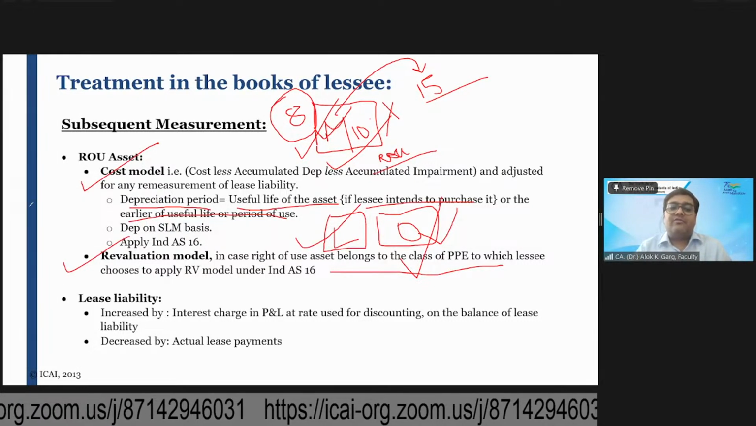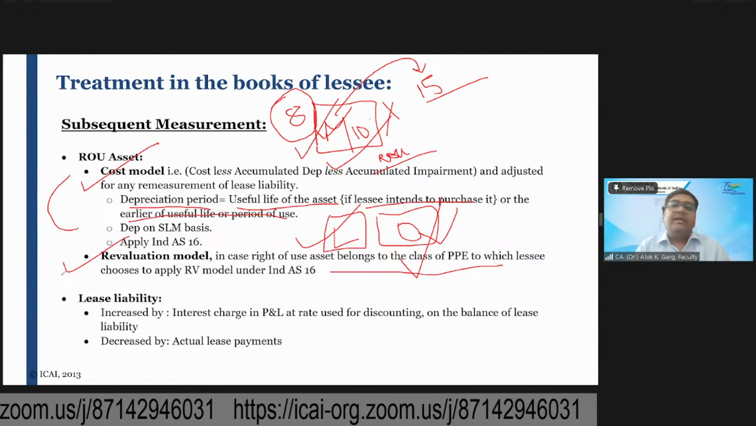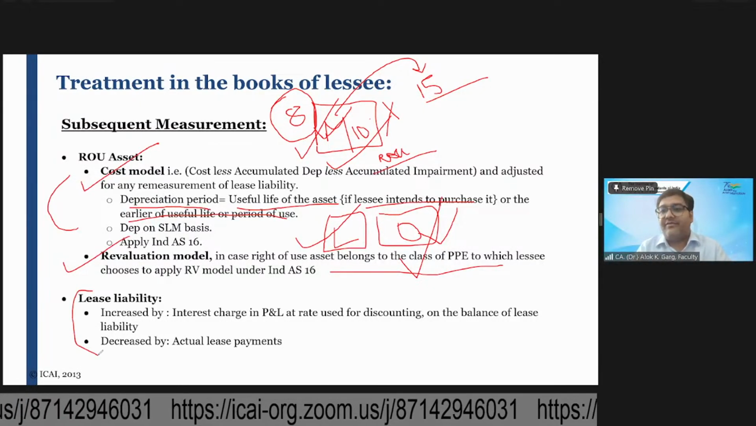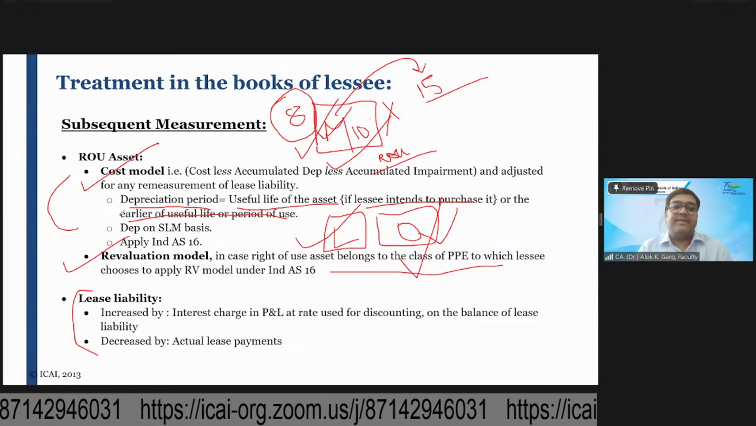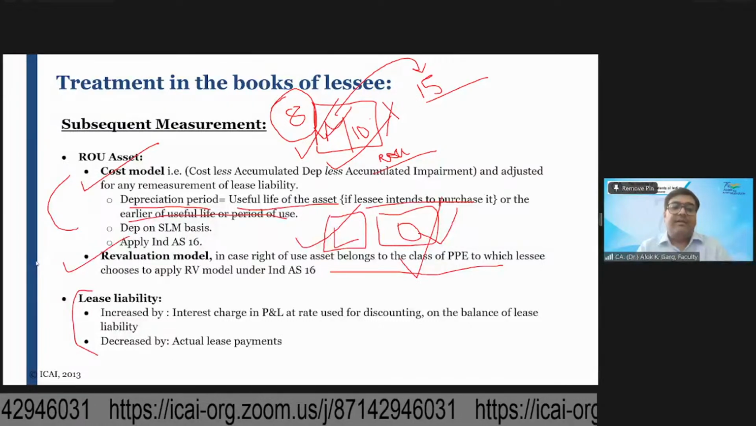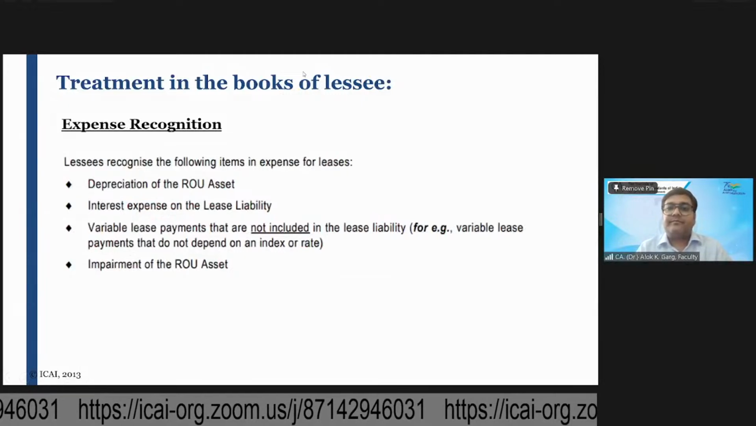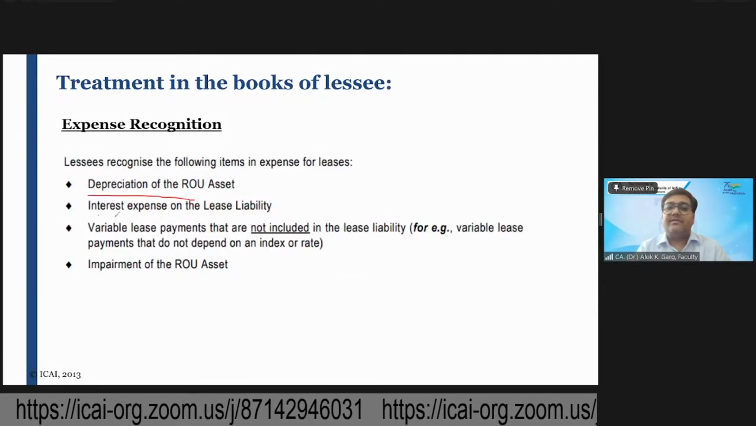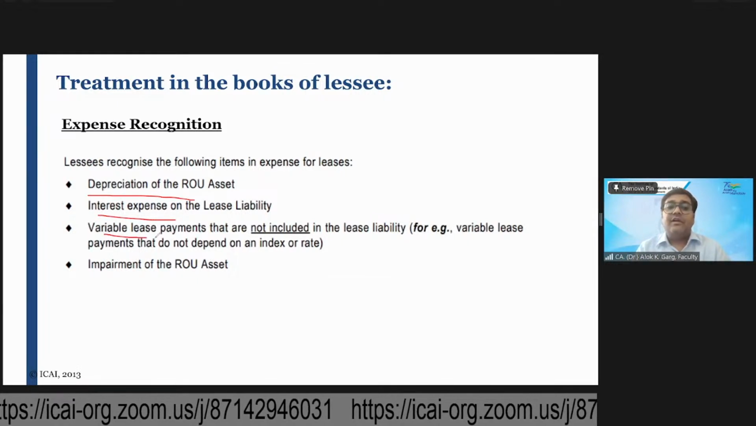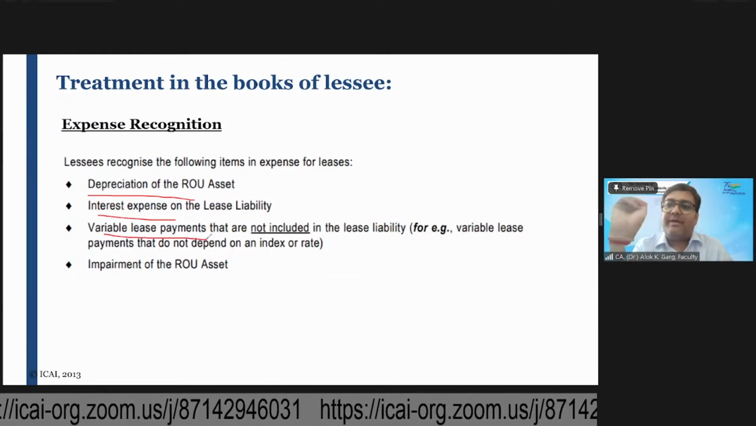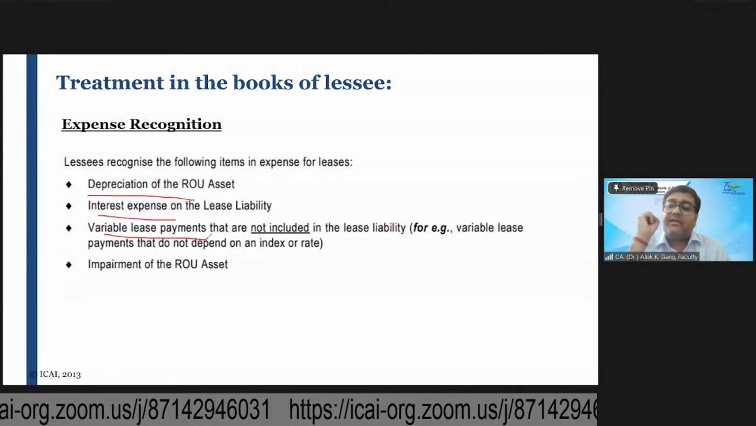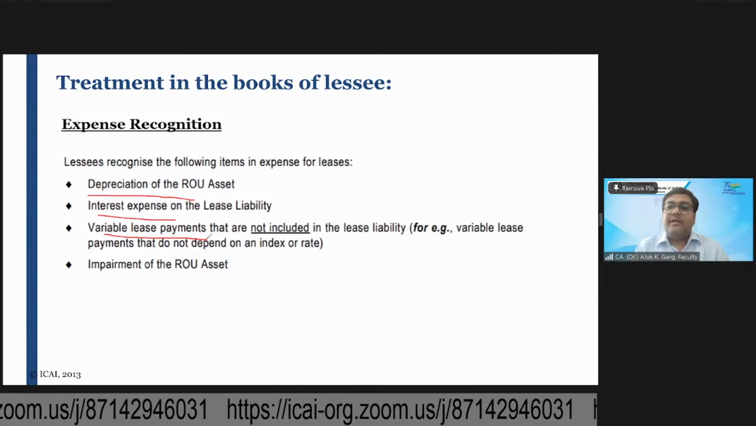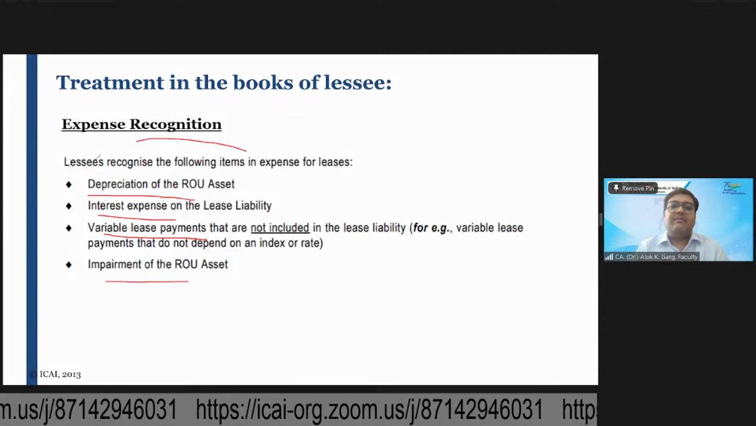So with depreciation, we have understood it is a kind of straight line method, and lease liability we have understood is increased by interest cost and decreased by the actual lease payments. Variable lease payment, if any, what will you debit in your P&L? Depreciation on the ROU asset, interest expense on the lease liability, variable lease payment not depending on index or rate, for example, 5% of the sales you have to pay as rental, and impairment of the ROU asset. So these will be debited in the P&L.